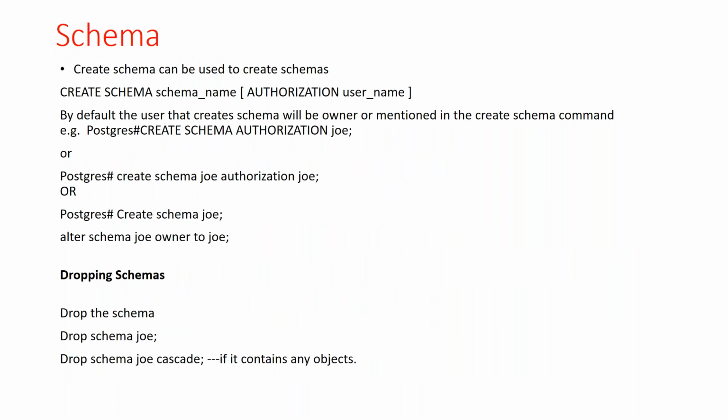Create schema authorization. This is the command to create it. By default, the user that creates the schema will be the owner of the schema. If I say create schema finance, or whatever schema I want, I can make it. If Postgres creates it, then Postgres will become the owner. But if Postgres wants somebody else to be the owner of that particular schema, I can specify it with the keyword authorization.